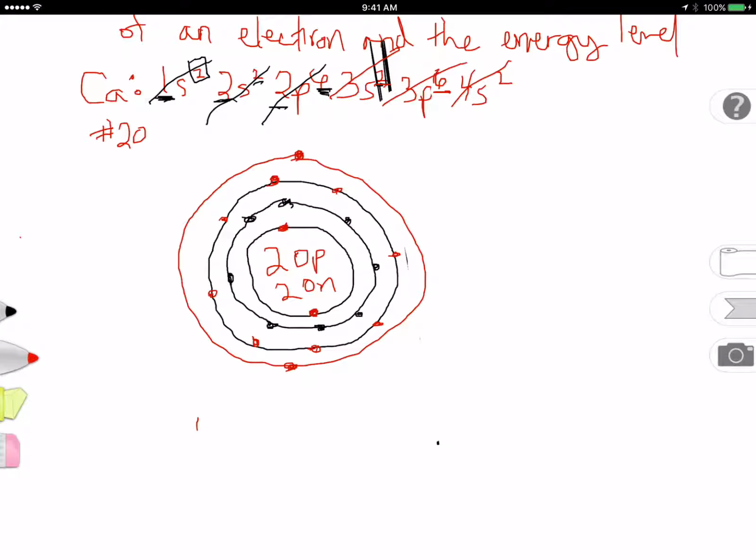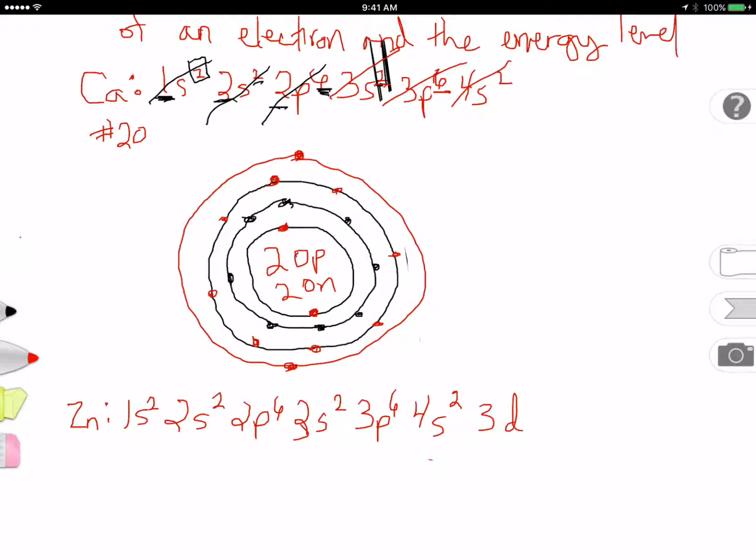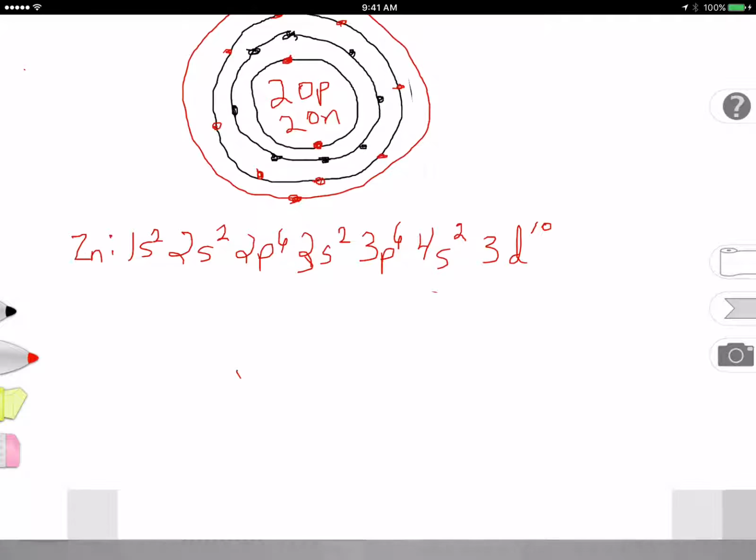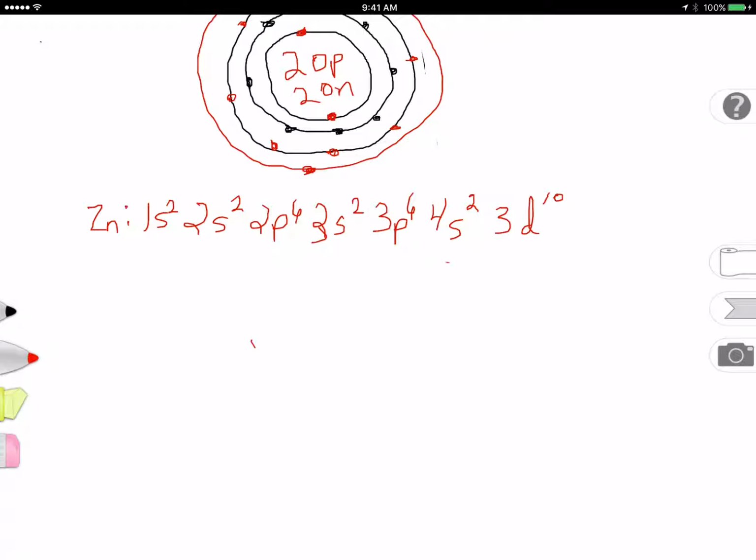Let's do one more here that's got the d's. Let's do zinc. Again, you've got to do the full electron configuration here. 3s2, 3p6, 4s2, 3d, and zinc happens to be at position number 10. Zinc from the periodic table is number 30, so 30p, 30n.